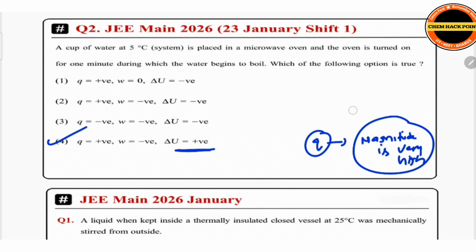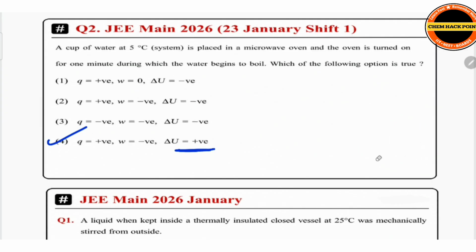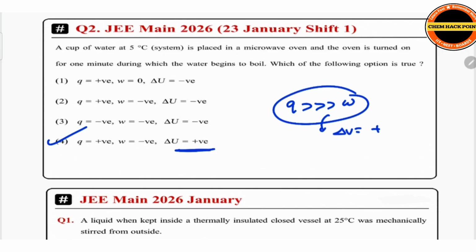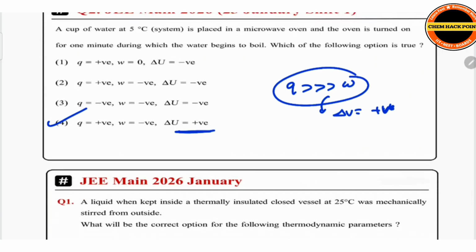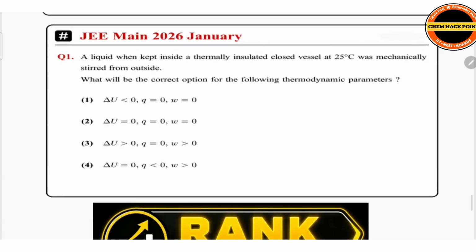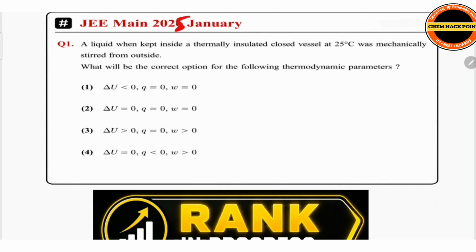So the key point here is that whenever the Q magnitude is very high, because we are keeping it in the microwave for 1 minute, you will get a very high temperature. The work done by the system is less compared to Q here. That's why the value of delta U is positive here. Remember, fourth option.